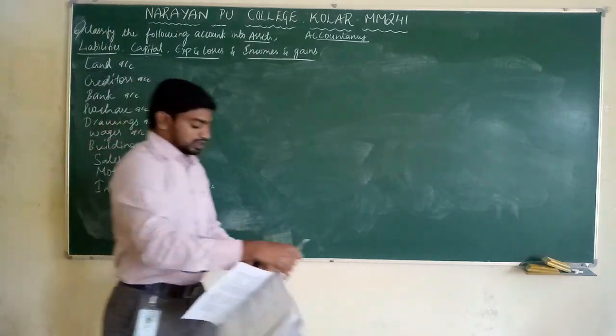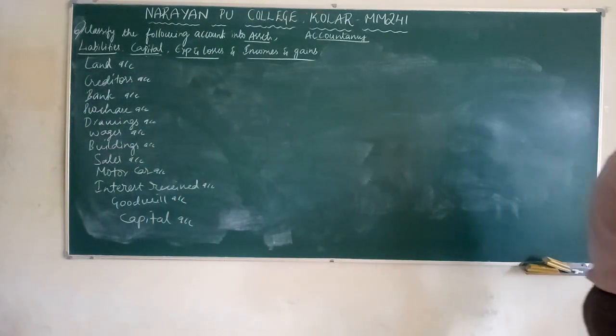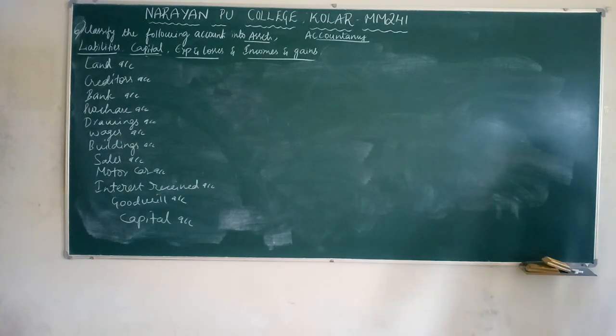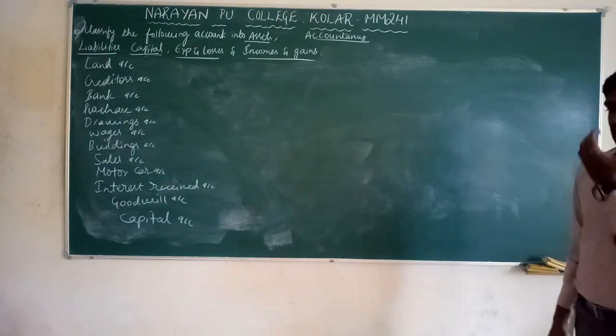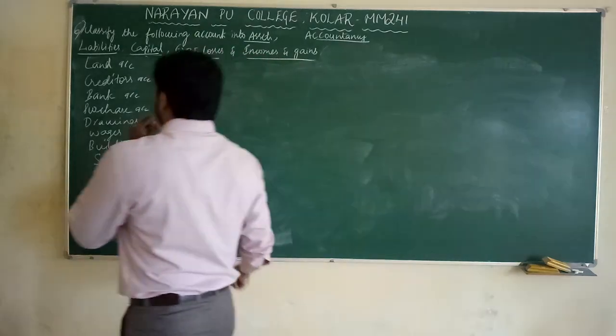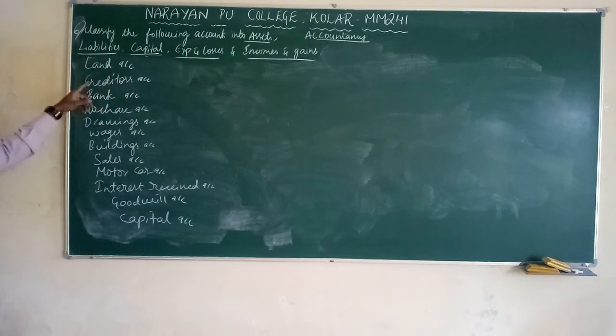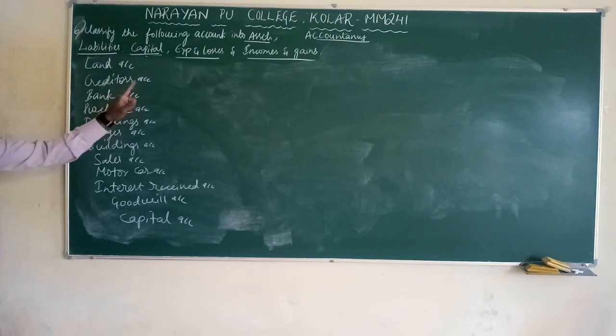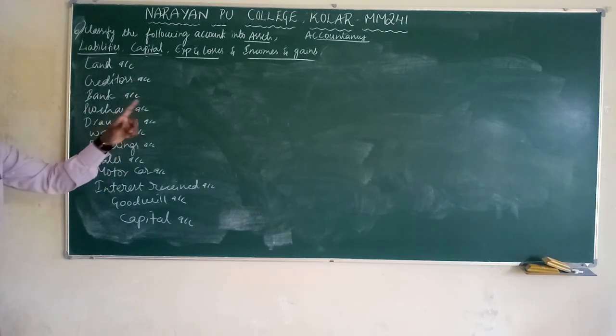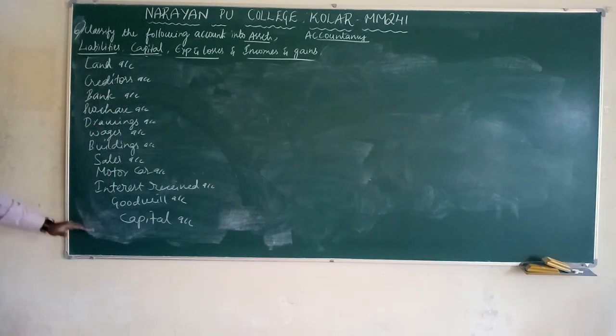Write all these classifications in the notes. Classify the following accounts into assets, liabilities, capital, expenses and losses, and income and gains. There are certain accounts they have given to you which you have to do in the notes. Do it by your own.